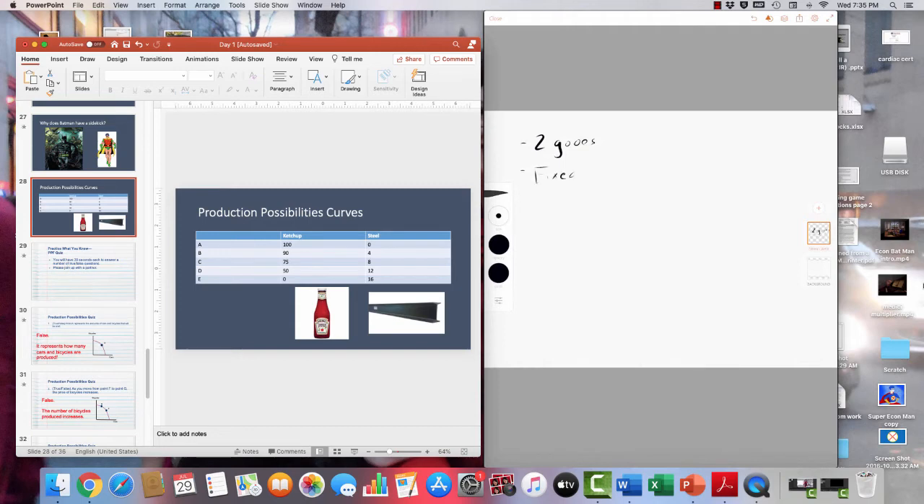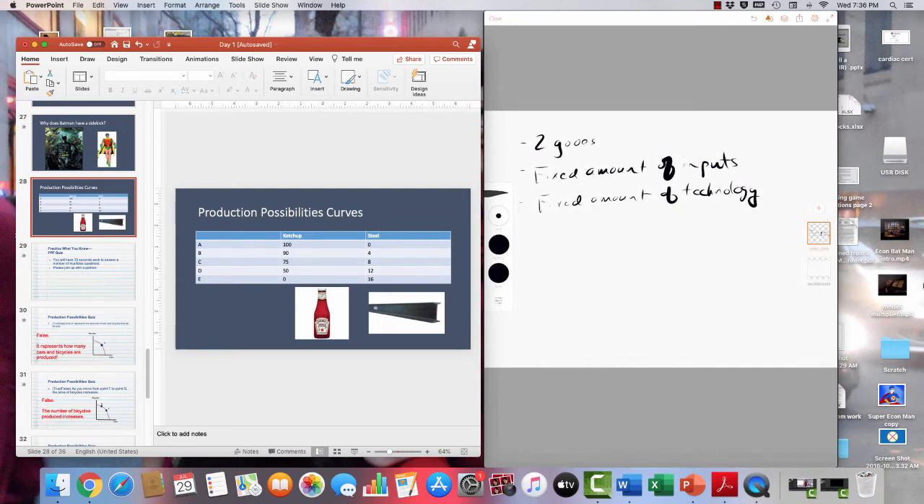You have a fixed amount of inputs, so you can't get more things to produce what you are actually producing. So your inputs are fixed. So you have a fixed amount of labor, a fixed amount of tools, a fixed amount of land. That's what you're stuck with. And you also have a fixed amount of technology. So you have whatever computers and bulldozers and tools and production techniques.